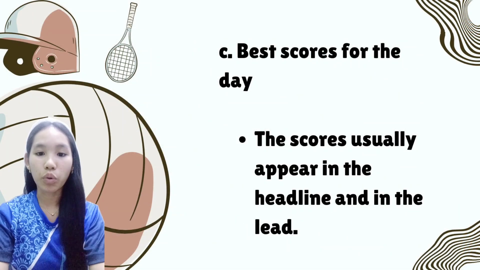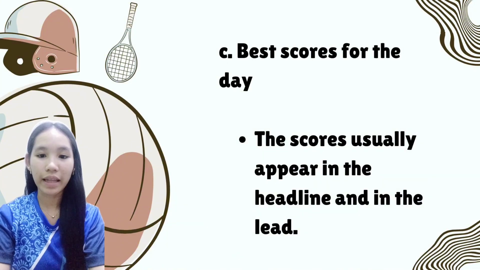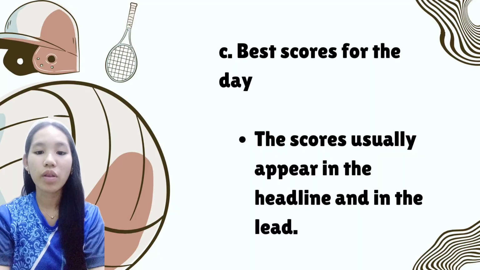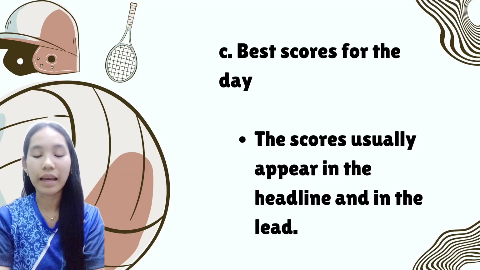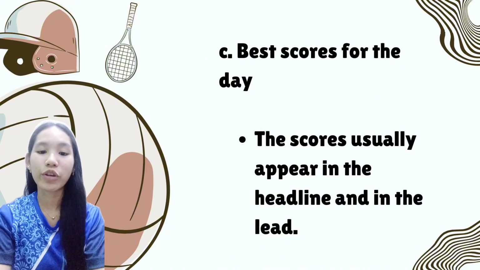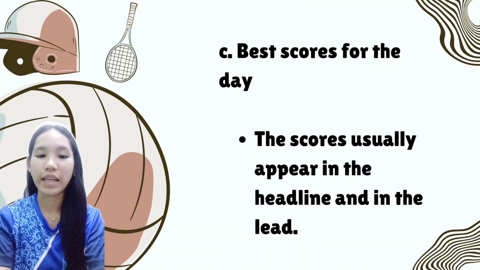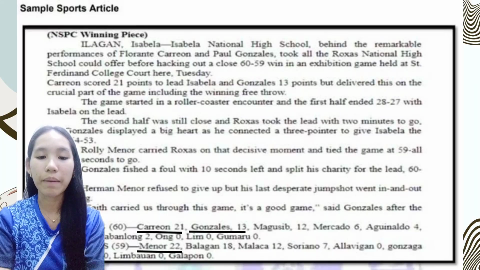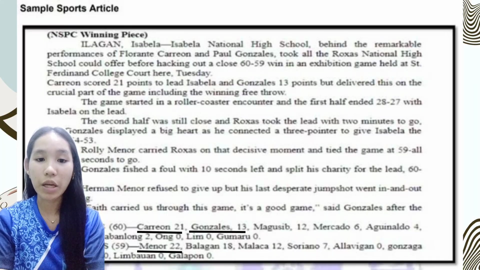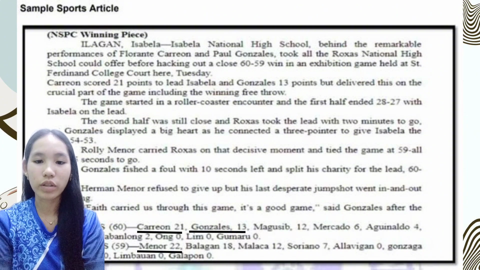Third is best scores for the day. The scores usually appear in the headline and in the lead. This is when mentioning individual or team scoring achievements. However, the writer must not neglect the top scorer of the day. I have here the example at the bottom part of the sample sports article, where I underlined the scores for the day.